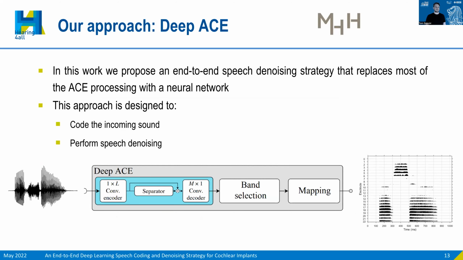So this is our approach, which we call deep ACE. Our approach is meant to do two things. One of them is to code the signal, such as the ACE sound coding strategy would do, and the other one is to also perform speech denoising when background noise is present. We can see a block diagram of our approach here, and we can see that it captures the raw audio signal and it will estimate the output of the LGF to be sent to a band selection and mapping block.